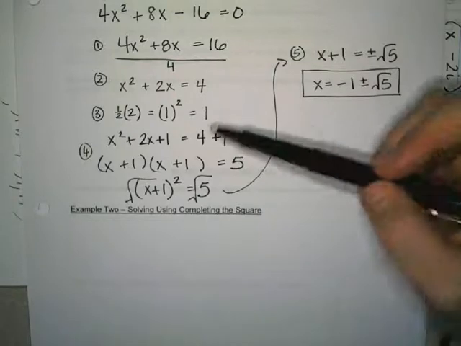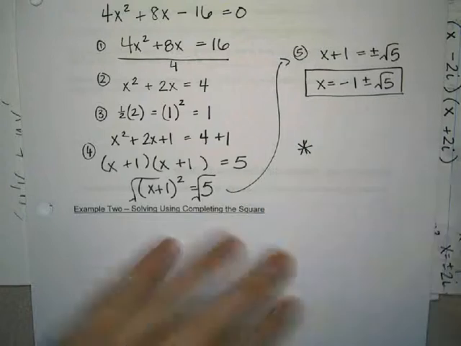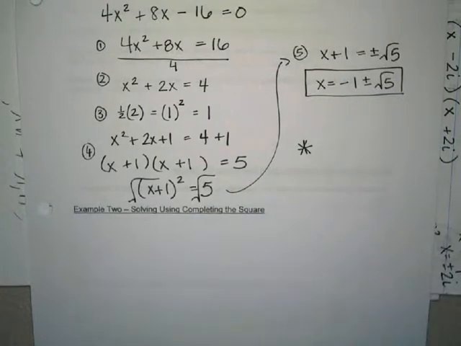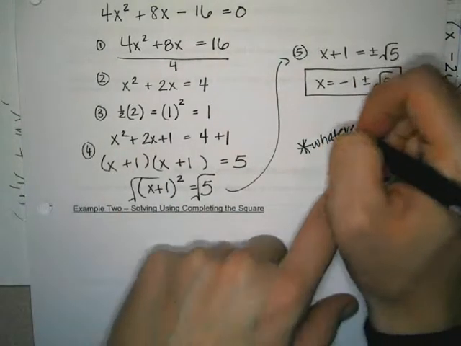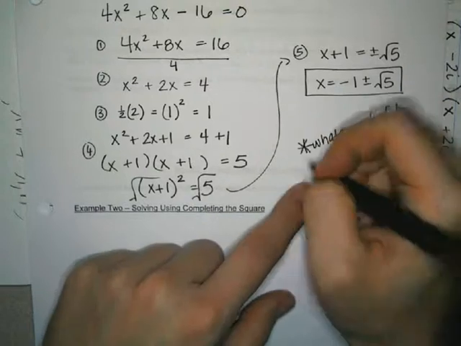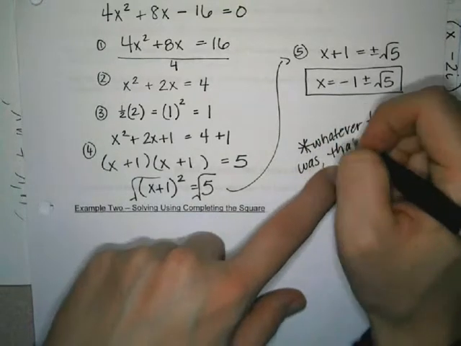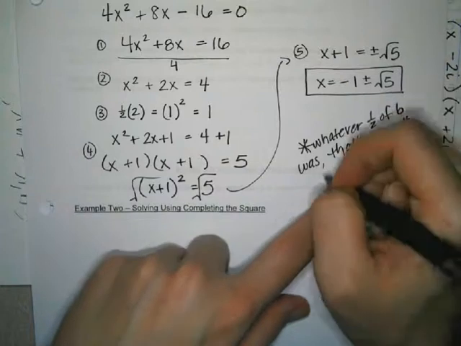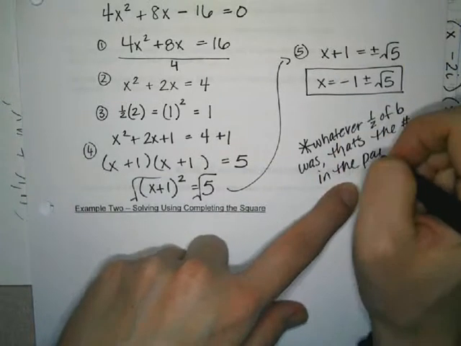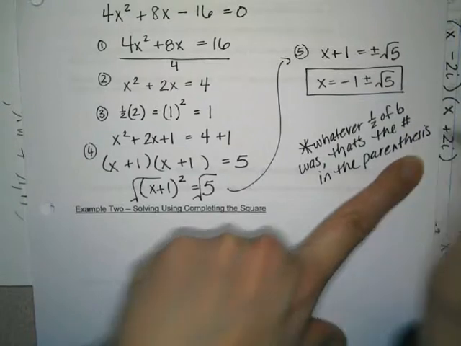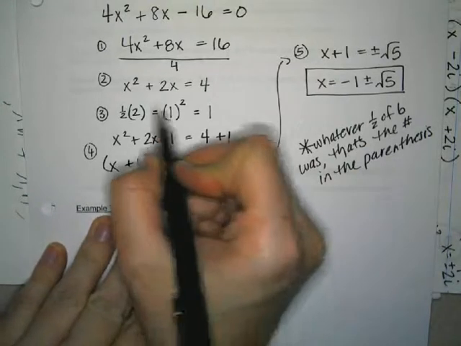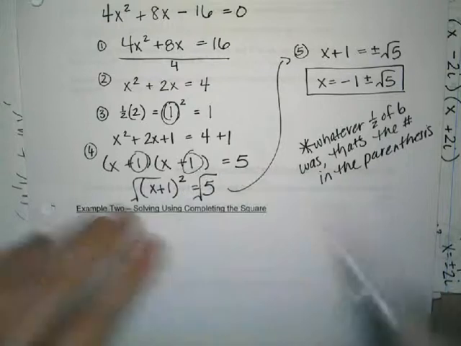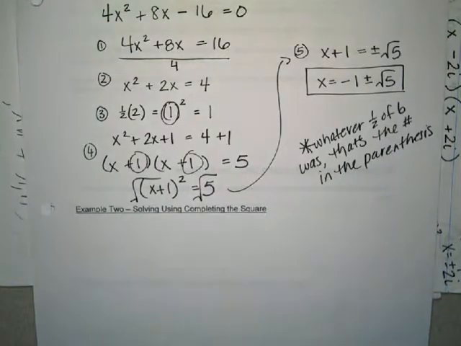A little hint that I do maybe want you to write down, because it'll help later when we start doing this with some fractions. Whatever half of b was, that's the number in the parentheses. So you see that half of b was 1, and then 1 ended up being in parentheses there. That will always happen, and the reason that's good for us to know that that pattern always occurs is because of the next example we're going to do.